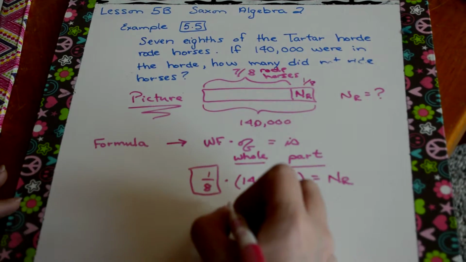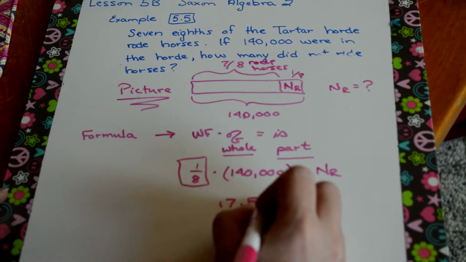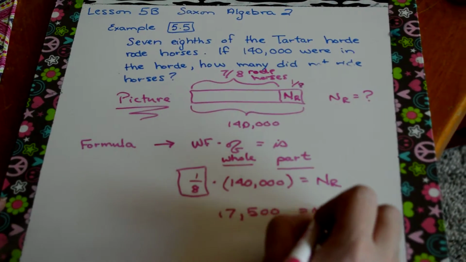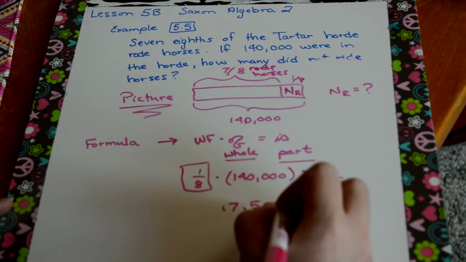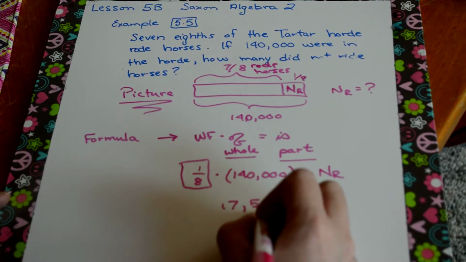So now I just go ahead and solve it, and it comes out to 17,500 equals NR. And I believe that's how many did not, so this is how many did not ride.